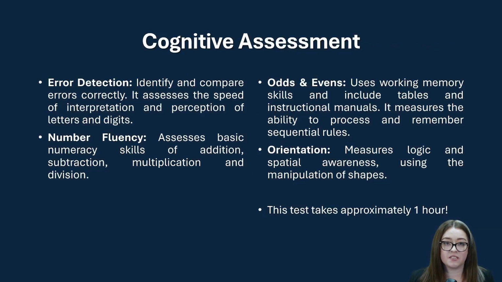The cognitive assessment looks at your strengths in the following areas: error detection, which focuses on identifying and comparing errors correctly using letters and numbers. Number fluency focuses on maths using addition, subtraction, multiplication, and division. Odds and evens focuses on your ability to process and remember sequences. And finally, orientation measures your logical and spatial awareness using shapes. This part of the assessment takes roughly 1 hour to complete.